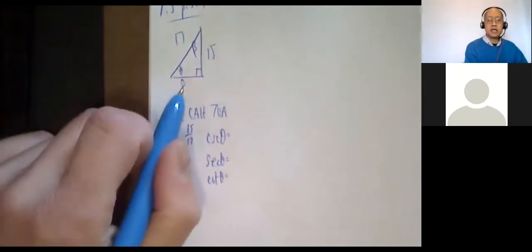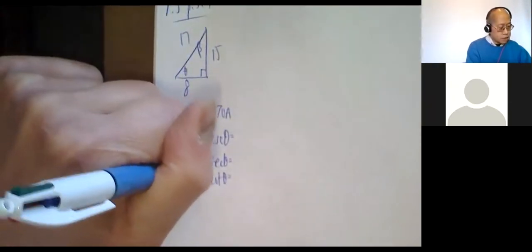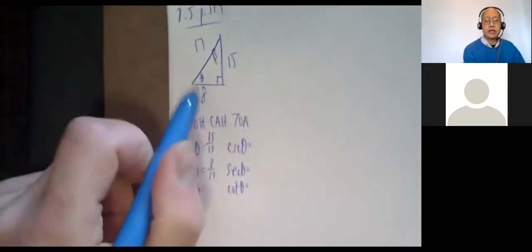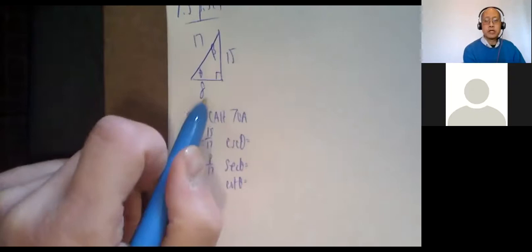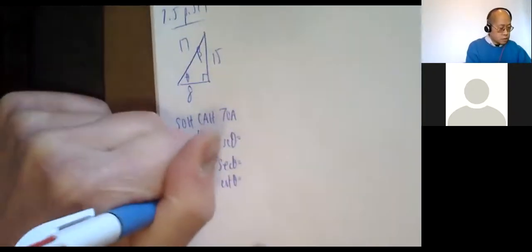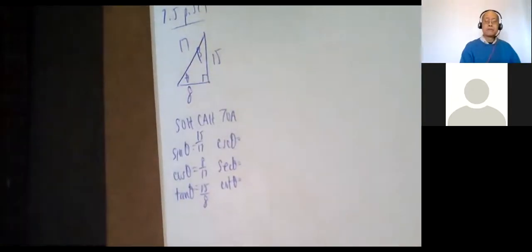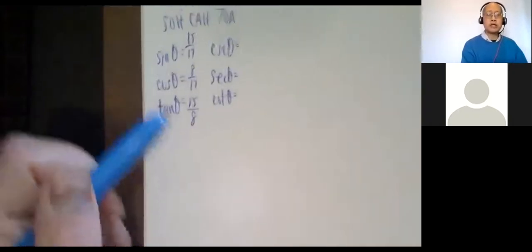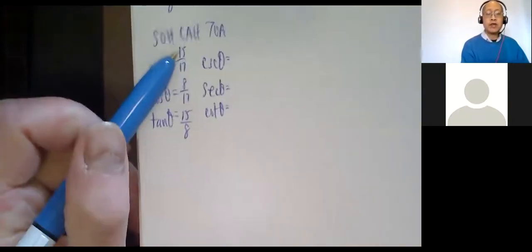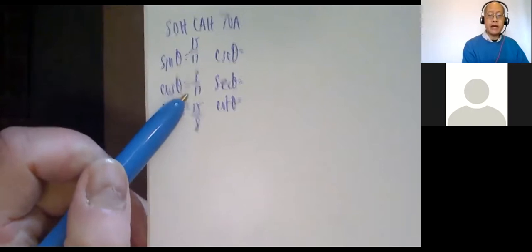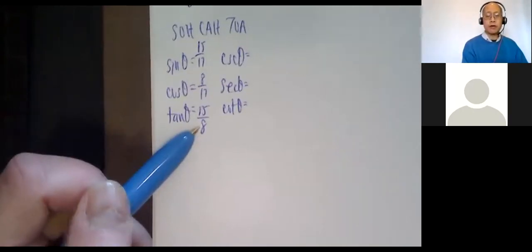Cosine of theta, adjacent, 8 over hypotenuse, 8 over 17. Tangent of theta is opposite over adjacent, 15 over 8. And yes, you could also say sine over cosine, 15 over 17 divided by 8 over 17. We know the way it works, so the 17s would cancel out, and you just have 15 over 8.